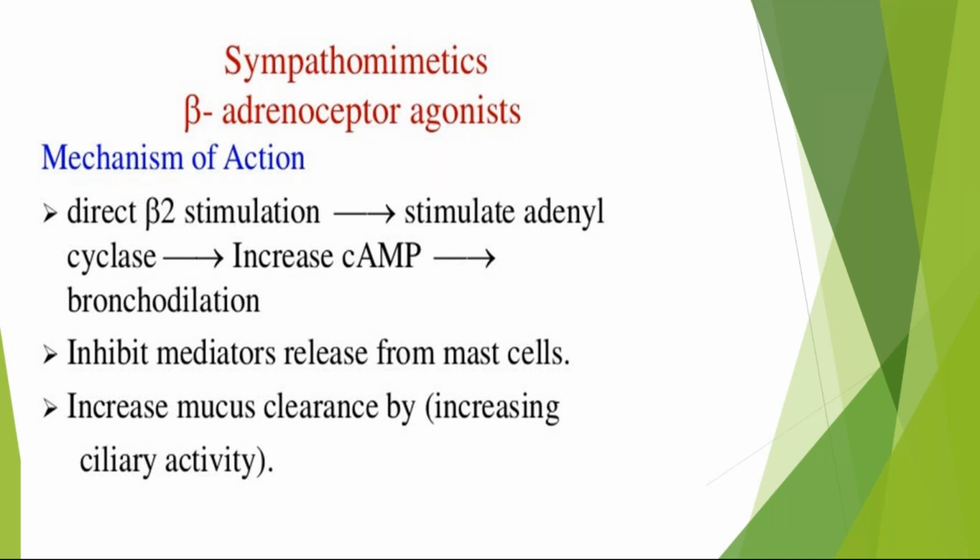Coming to the mechanism of action of beta adrenoreceptor agonists, they stimulate the beta 2 receptors, leading to increased adenyl cyclase, leading to increased cyclic AMP, which in turn leads to bronchodilation. They also inhibit the release of mediators from mast cells like histamine, serotonin, leukotrienes, which are mainly responsible for the pathogenesis. It also increases the mucous clearance by increasing the ciliary activity.